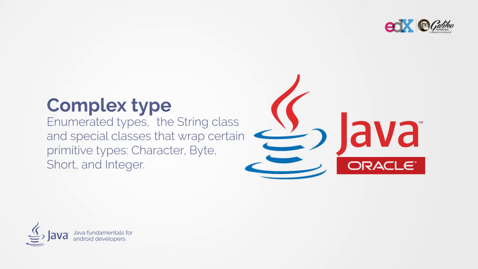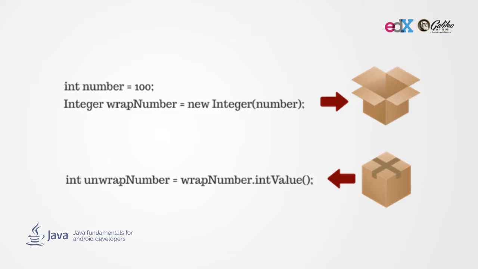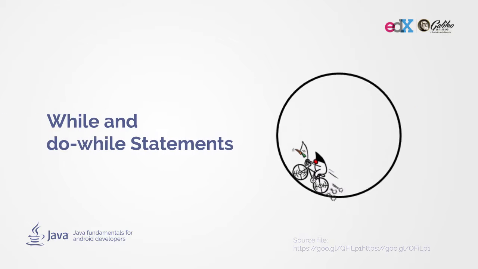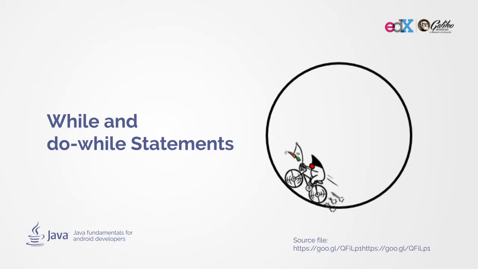Wrapper classes are objects that wrap certain primitive types. For example, Character wraps char, Byte with capital B wraps byte, Short with capital S wraps short, and Integer wraps int. This is to provide different constructors and different methods to operate with the primitive types, and you can use them in different APIs that need objects and not only the primitive type.